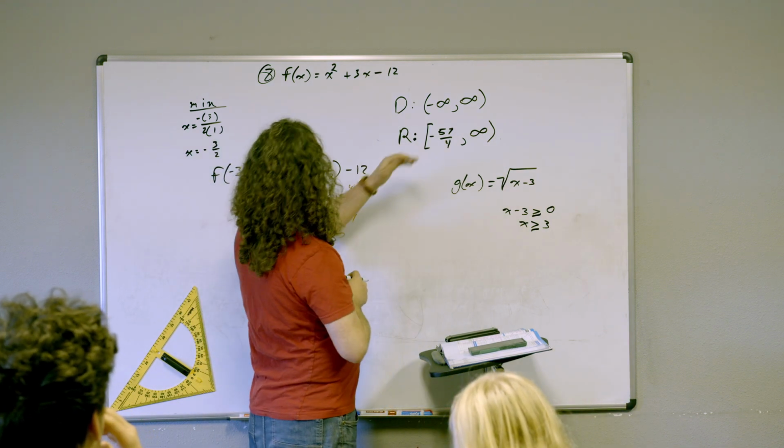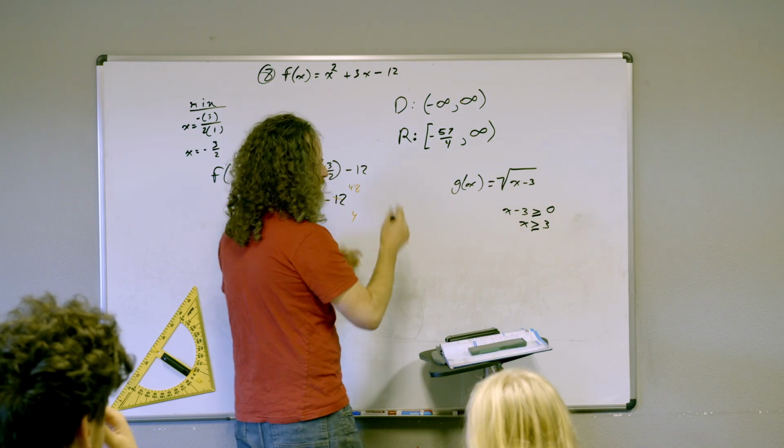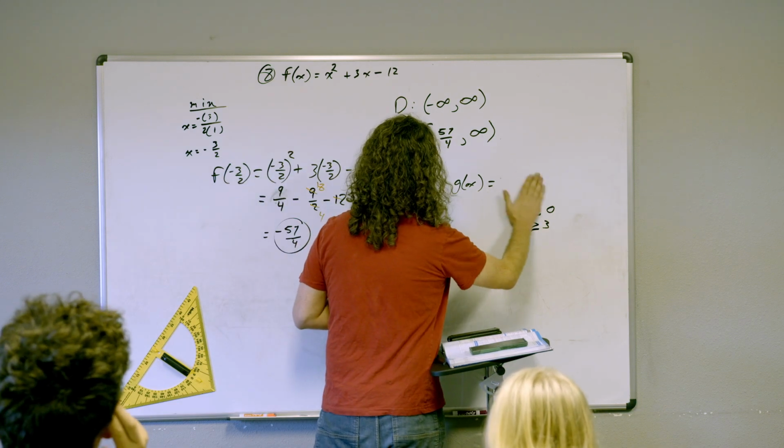I don't know what I'm saying. Square root of 0 is fine. Oh, I'm thinking of a fraction. Just kidding. Let's do this one. Let's try this. Square root of 0 is easy. Okay.